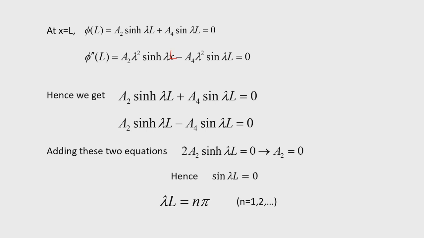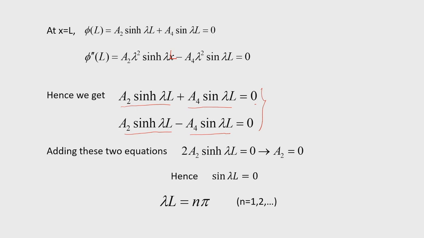Now after cancelling this lambda square from both sides, we get these two equations: a2 sine hyperbolic lambda l plus a4 sine lambda l equal to 0, and a2 sine hyperbolic lambda l minus a4 sine lambda l equal to 0. So these equations are coming from the boundary conditions at the other end. x is equal to 0 gives a1 and a3 being 0. At the other end, x is equal to l, when the boundary conditions are utilized, we get these two equations.